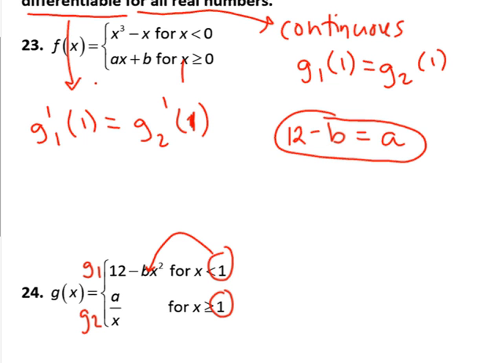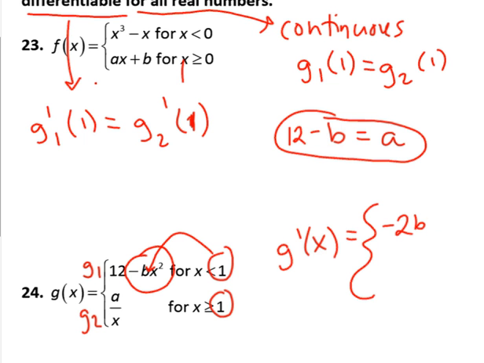But now we need another equation with a and b in order to solve. So I'm going to find g prime. All you have to do with a piecewise function is take the derivative of each piece separately. So 12 is a constant, that's going to be 0. The derivative of negative bx squared would be negative 2bx. And the derivative of a over x, think of this as ax to the negative 1, so that's going to be negative ax to the negative 2, or, what I would prefer, negative a over x squared.